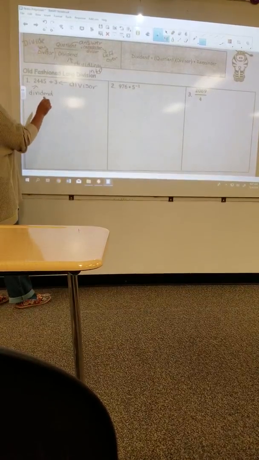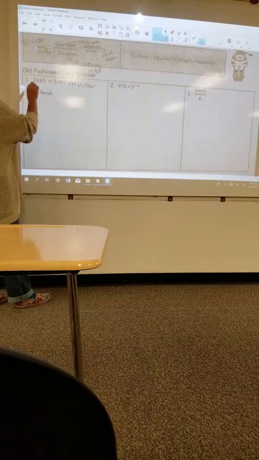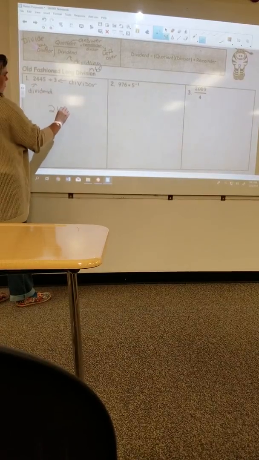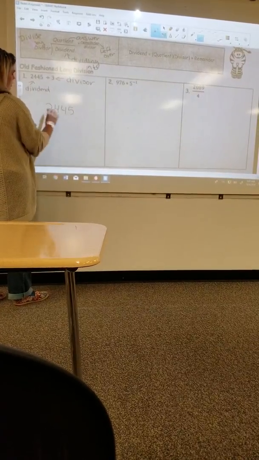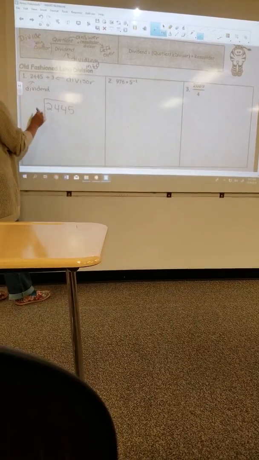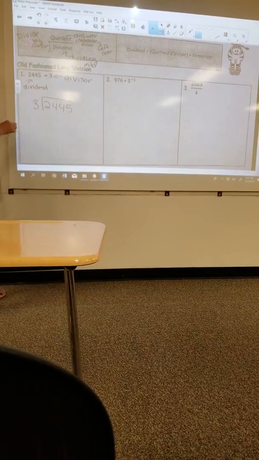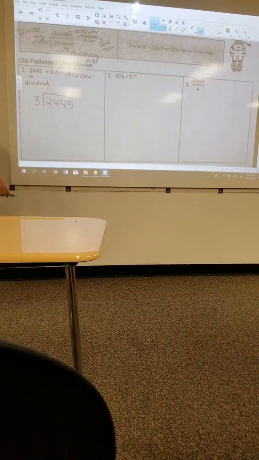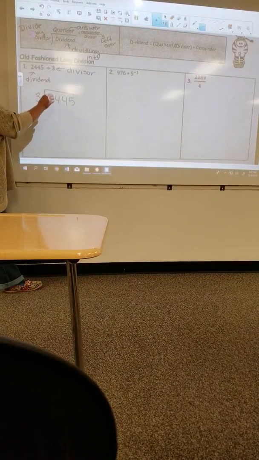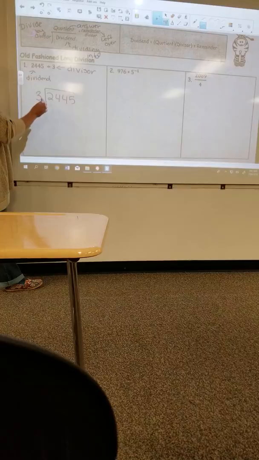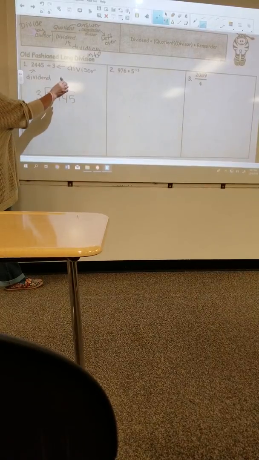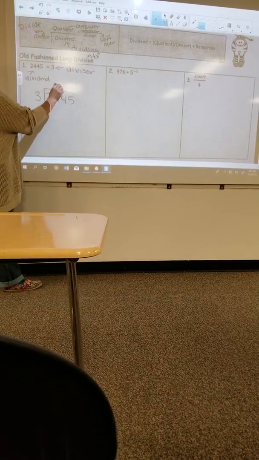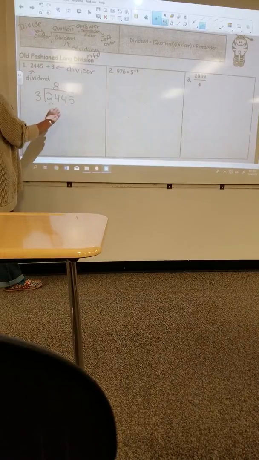So, when you set it up, your dividend goes inside the little box, just like you did in elementary, middle school. And your divisor goes on the outside. Okay? So just to remind you how this works, 3 goes into 2. There's nothing there, so you leave it blank. 3 goes into 24. How many times? 8 times. So 8 times 3 is 24.